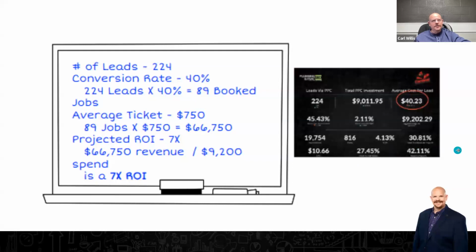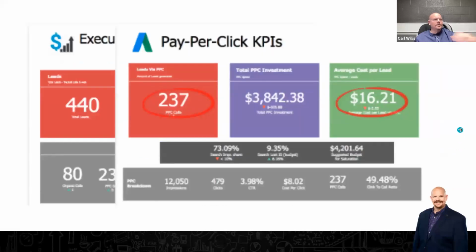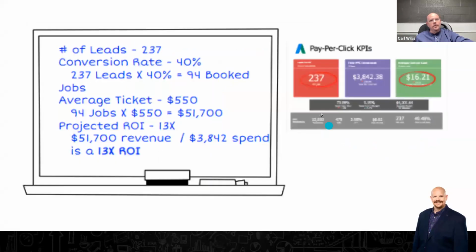Another example, this one they spent $3,842.38, and got 237 leads from their pay-per-click campaign, putting the average cost per lead at $16.21. And so when you know that average cost per lead, you know how much it's costing you to land a client, then you can figure out where can you scale, to what degree can you scale, what's the scalability. So we'll take a look at this one.